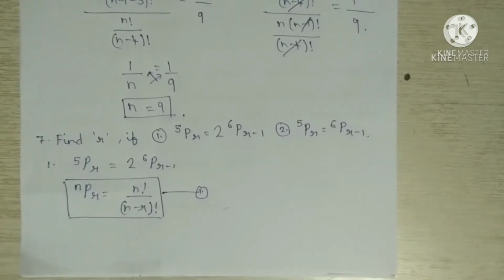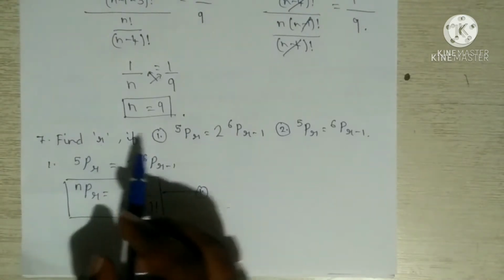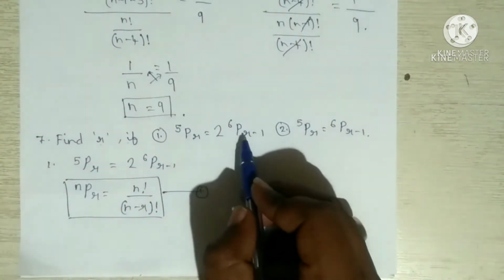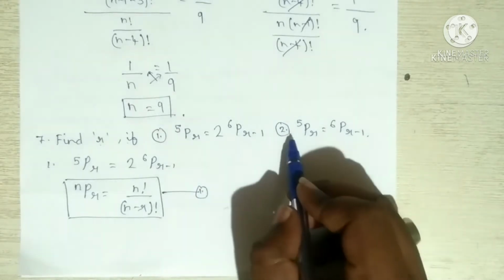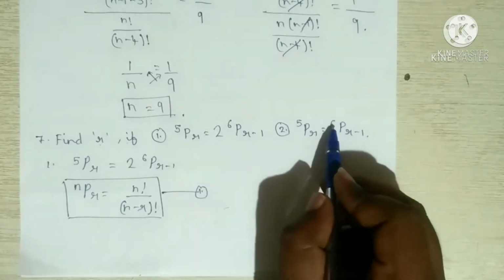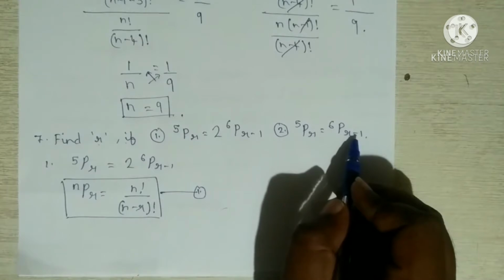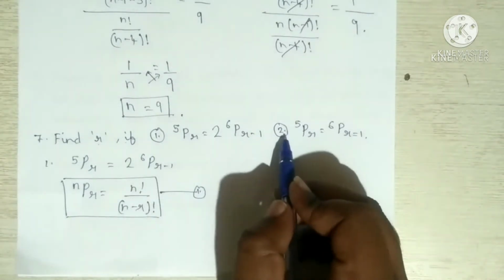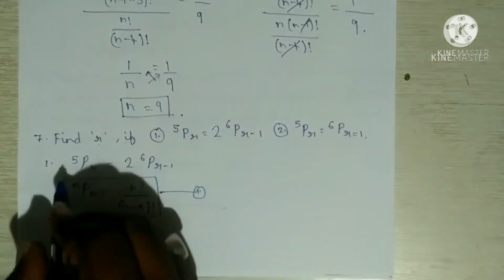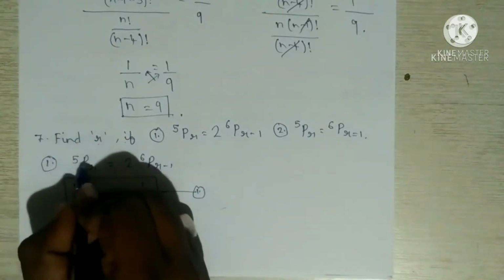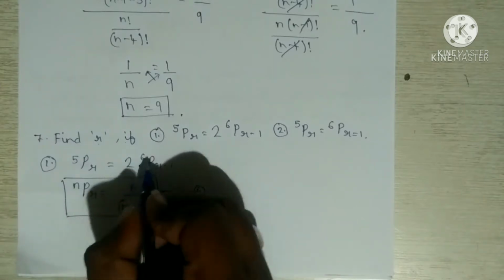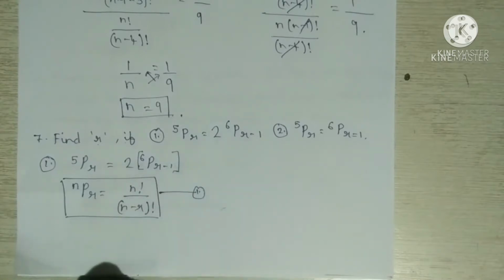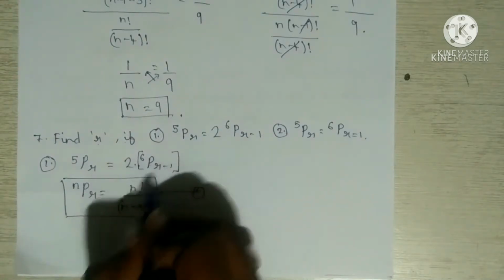Next we'll go with the seventh question. Find r if first question is 5Pr is equal to 2 into 6P(r-1). Second one is 5Pr is equal to 6P(r-1). In the first question we need to find r, in the second question also we need to find r. Consider the first question: 5Pr is equal to 2 into 6P(r-1). This is separate.